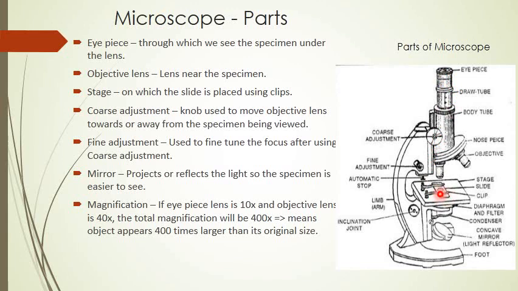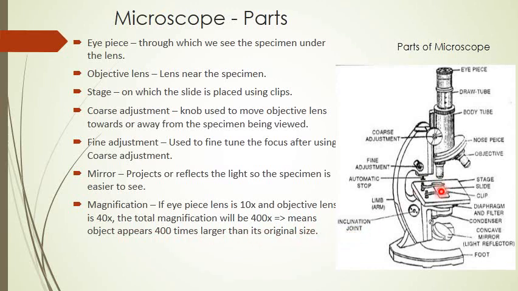So how do we find this out? Say, for example, the eyepiece lens is 10x, and the objective lens is 40x. The total magnification we get is 10x into 40x, which is 400x. That is, it looks 400 times bigger. That means the object appears 400 times larger than its actual or original size.